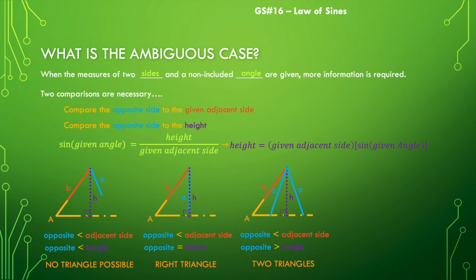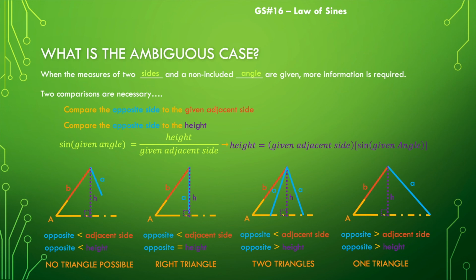And in our last example, we have our given angle, angle A. We've got our adjacent side, side B. We have our height. And then the last side, the opposite side to angle A, will be longer than the adjacent side. If that opposite side is greater than the adjacent side, it will obviously be greater than the height. And so there is only one possible triangle.